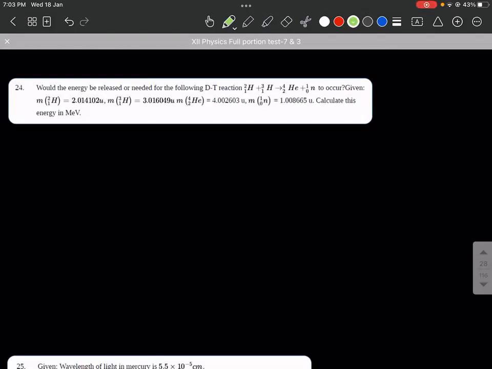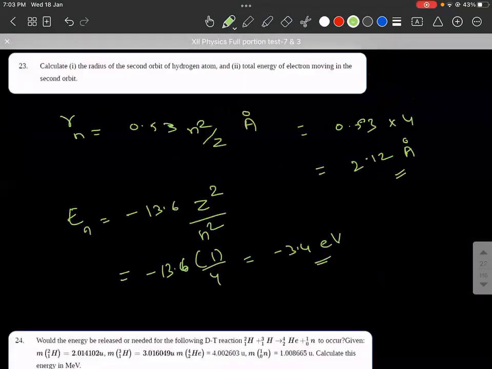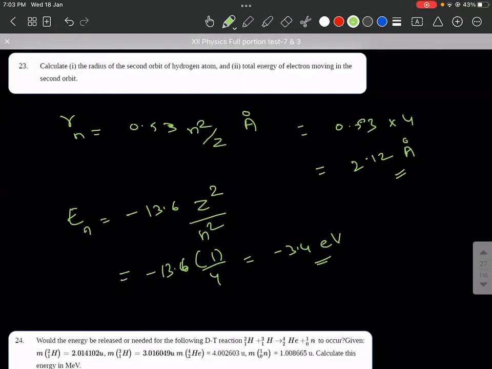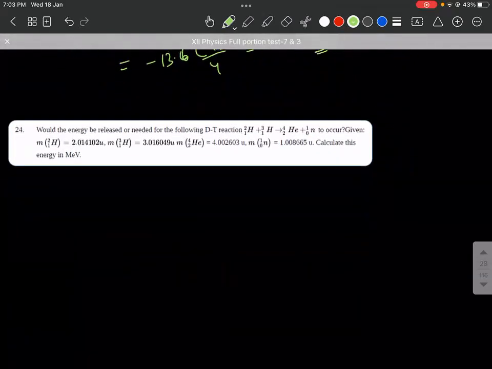Sir, can you show the before question? Sir, is it minus 3.4 joules? No, it's electron volt. It's not joule. So this itself is an electron volt. I hope you know how you got this value, right? The big derivation will be there. You'll substitute the values and constants. Practice the derivation more, you will get it.